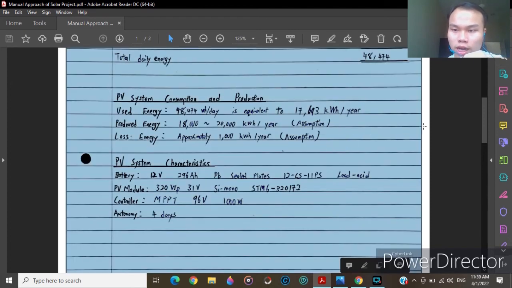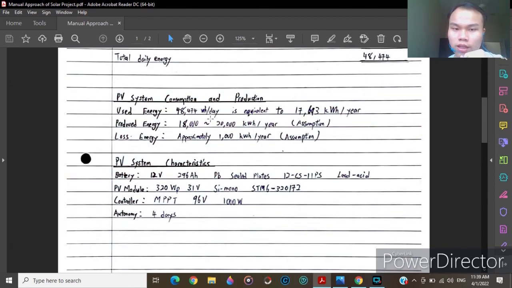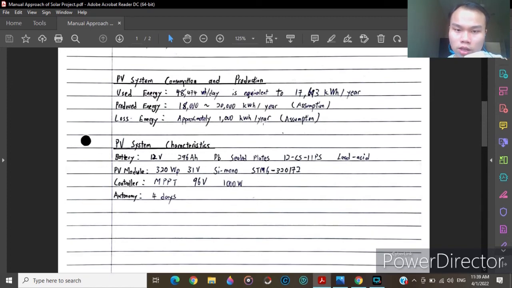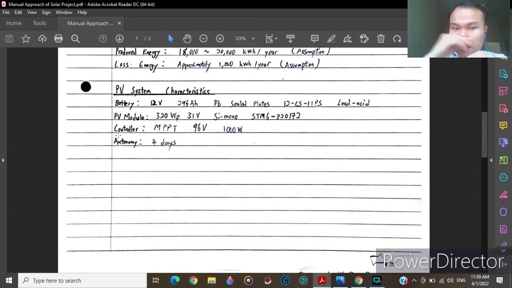So the produced energy that we'll suggest is 18 to 20k. The lost energy will be around 1 kilowatt hour per year, due to the conversion loss and the battery and systems. For our PV system characteristics, we are using this battery pack, battery series, PV module, controller, and autonomy, which means no sunlight at all, will be 4 days.